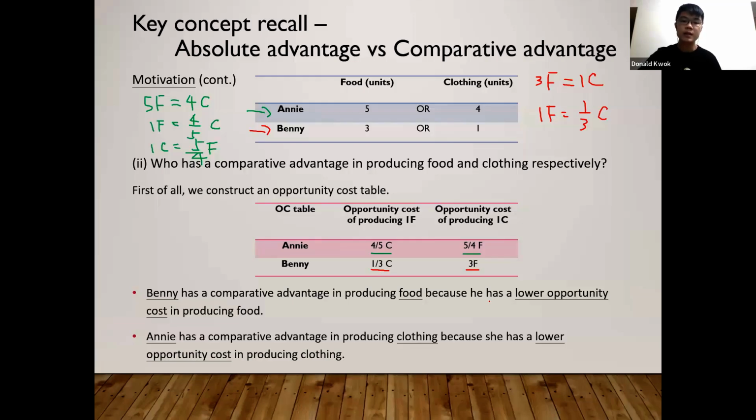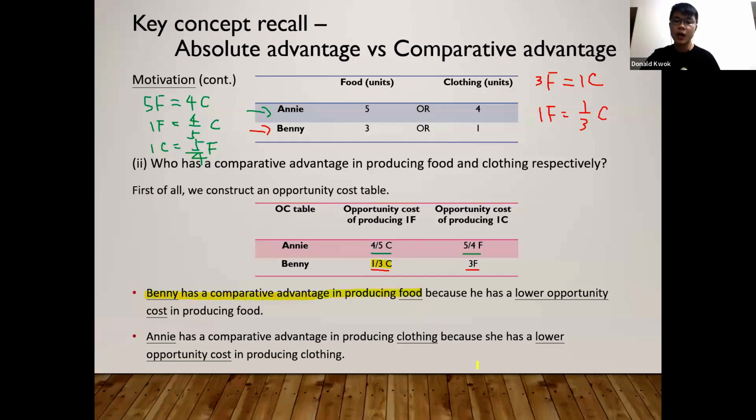We are now ready to compare the opportunity cost of production. Let's start with food production first. For Annie, it requires 4/5 C, while for Benny, it requires 1/3 C to produce 1 unit of food. And obviously 1/3 is less than 4/5. This means that Benny has a lower opportunity cost in food production, and thus a comparative advantage in producing food.